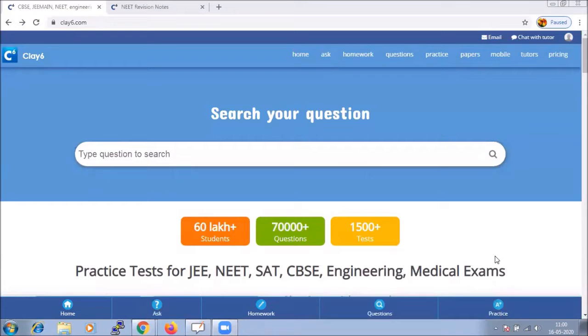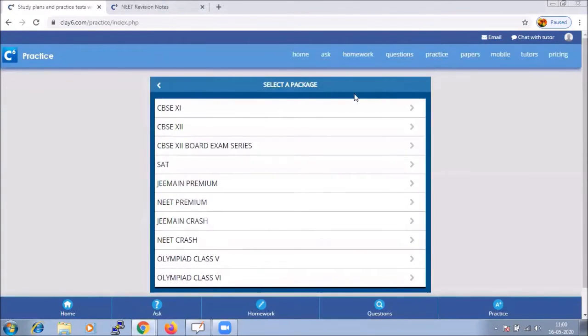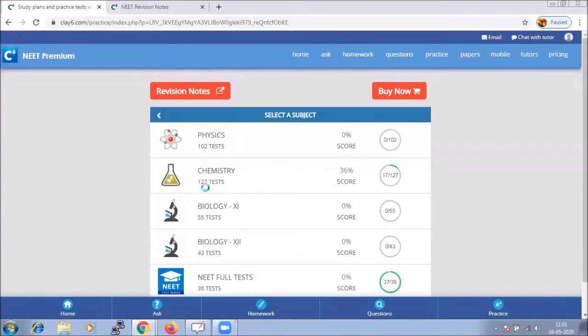But before we enter into the subject, briefly I will run through how to access the revision notes and test on the Playsix website. If you go to playsix.com and click on practice, here we will pick NEET Premium, and NEET Premium has 4 test series, that is for physics, chemistry, biology, and full test. So under each subject we have n number of tests.